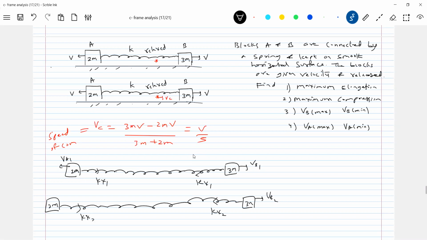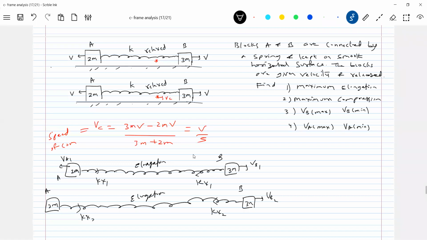Shall we call this maximum elongation? No. This is also elongation. So can you call this maximum elongation? No. Sir, how come that is? This must be the maximum elongation. Sure? No, this is not maximum elongation.